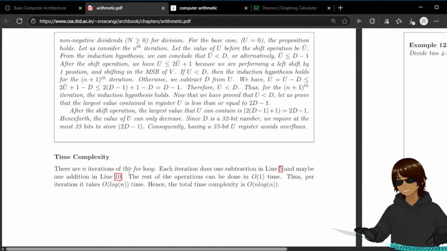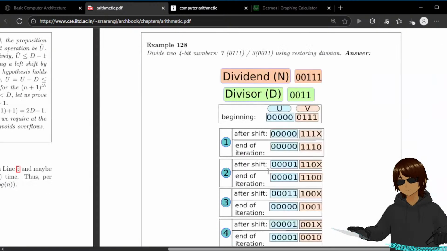There are n iterations of the for loop. Each iteration does one subtraction in line 5 and maybe one addition in line 10. The rest of the operation can be done in O(1) time. Thus, per iteration, it takes O(log n) time. Hence, the total time complexity is O(n log n).